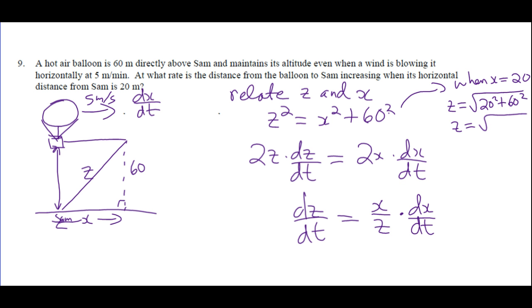So, all right, what do we got? 400 plus 3600, which is 4,000, which is 20 root 10, right? Sorry, it's 400 times 10, and the root of 400 is 20, right? So it's 20 root 10. Okay. Now, we can move down and put everything in that we know.